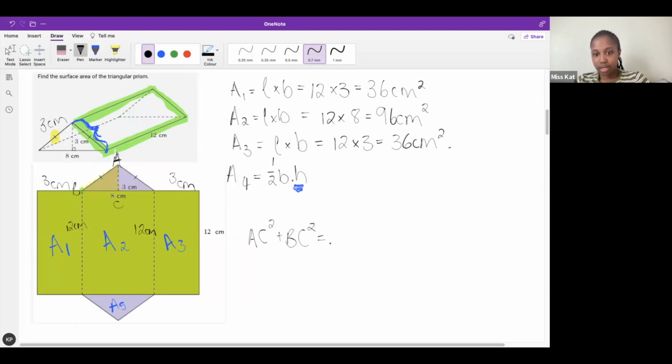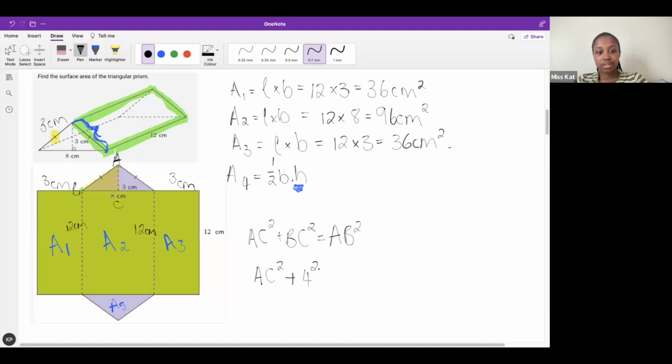AB squared. Thank you. And then someone has substituted for me, but not quite correctly. If this whole base is 8, then... what just happened? If the whole base is 8, then how long is BC, guys? The whole one is 8. So BC is what? Thank you. It is 4.